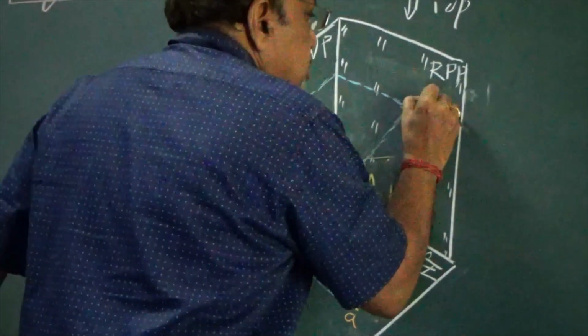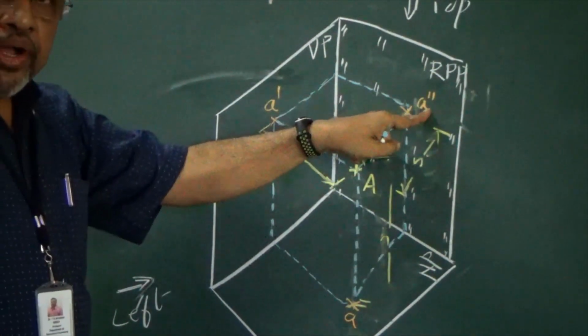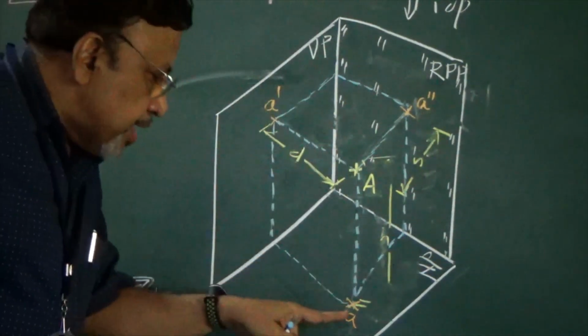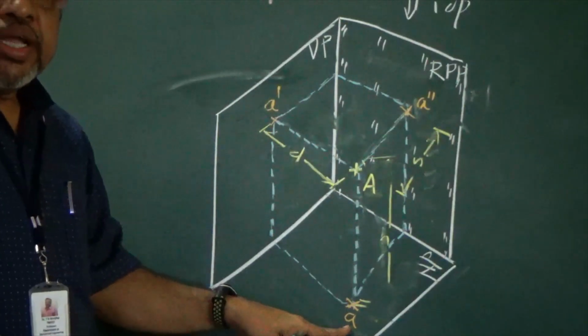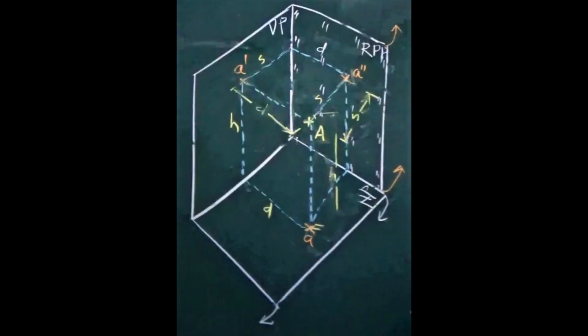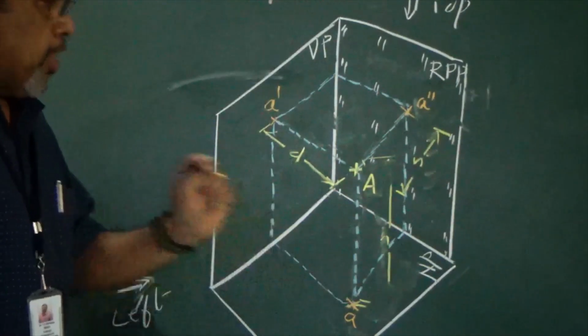So the convention, always remember: if I put a double prime, it has to be a side view point. If it is a single prime, it means a front view point. If it is simply without any prime, of course they are all small letters, it is a top view point. Okay, now what is the next step?